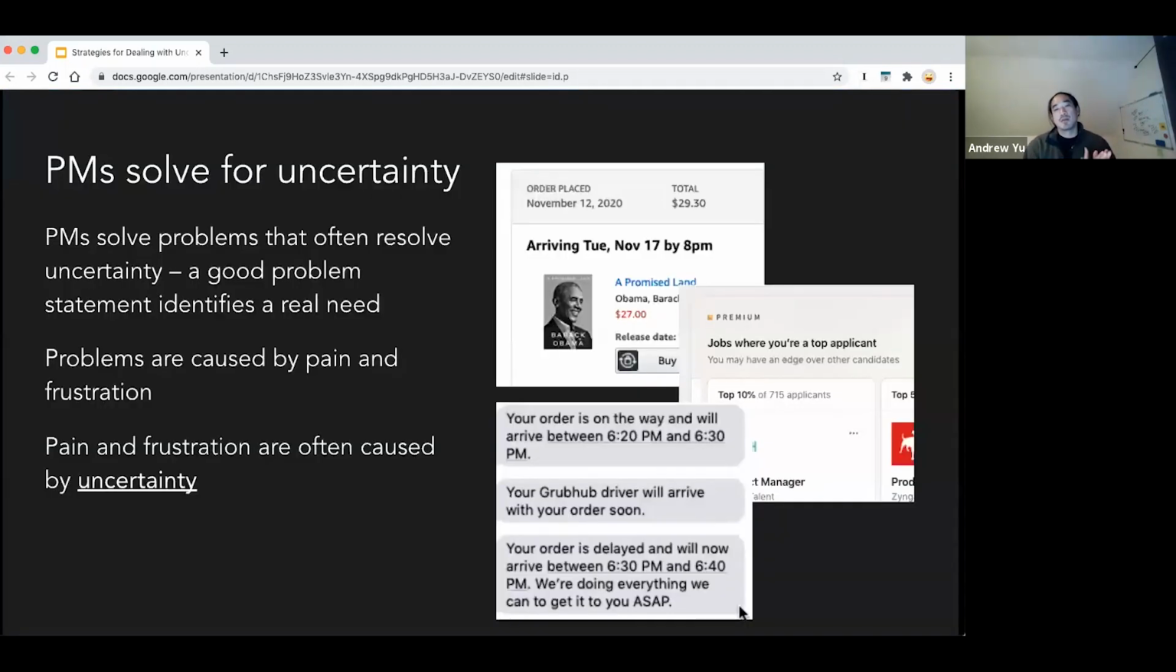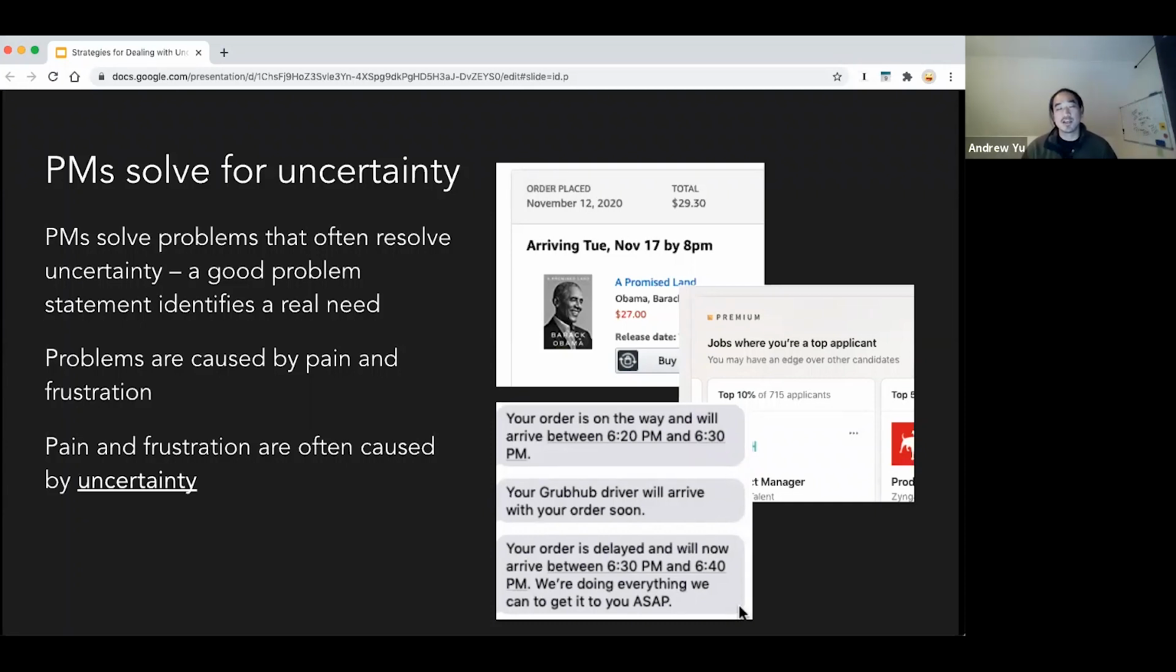When we talk about PM 101, it's like, well, product managers solve problems for others, right? That's great. But what is a problem actually? Problems are usually identified by what's a real need, right? You could have a whole talk about defining good problem statements and all that. So it really comes down to what's a real need? And real needs and real problems are often caused by pain and frustration.